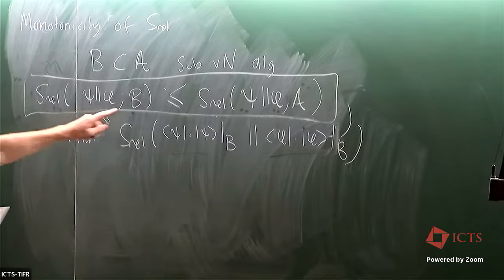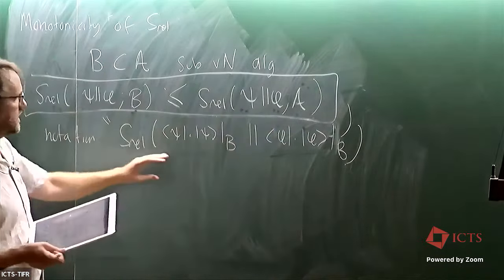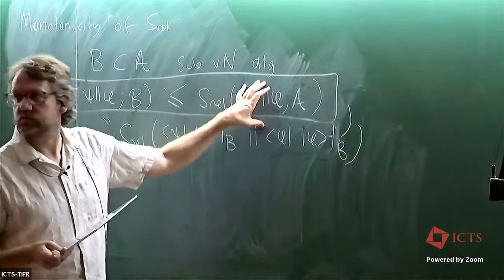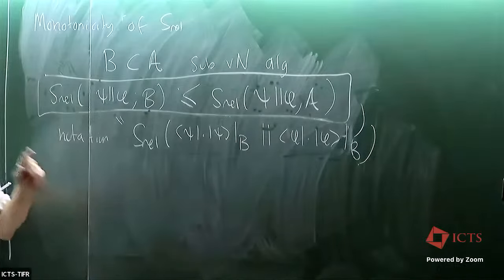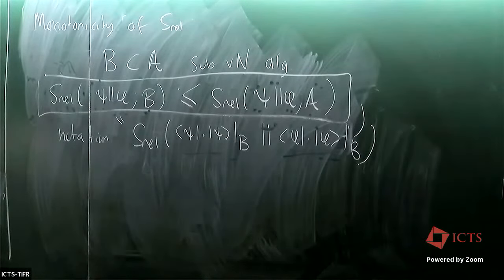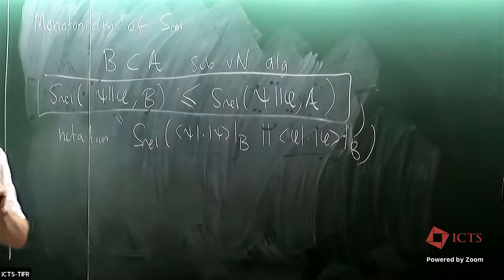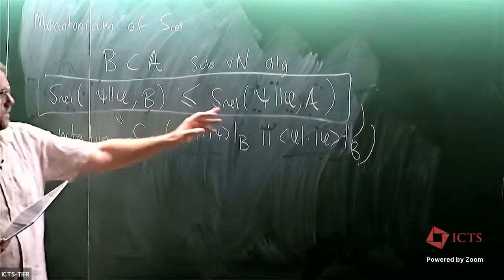Yeah, it's the B and the A, right? So I defined this as the states restricted to B on the left, and these are the states restricted to A. So they're different states if I look at a smaller thing. In finite dimensions, this is like taking a partial trace, right? But yeah, they're the same.